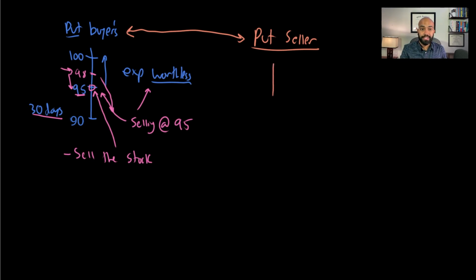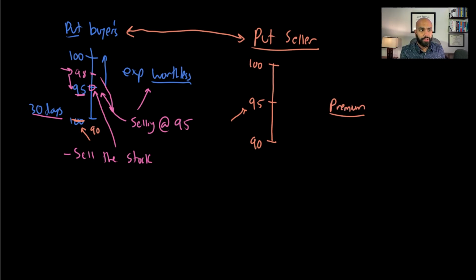So from the put seller's perspective, again, the stock's trading at $100. The strike price at which they sold the put option was 95. And let's say the stock's trading at 90. I just noticed this. I don't know why it says 100, but it should be 90, and it should have been 90 the entire time. So with the put seller, because they sold the put option at $95, they collect a premium.